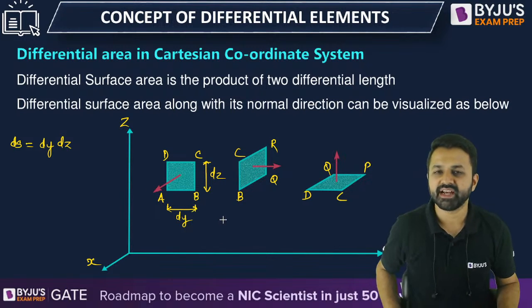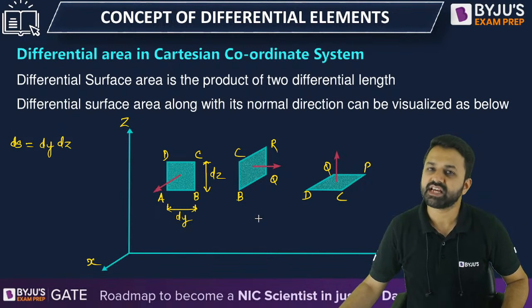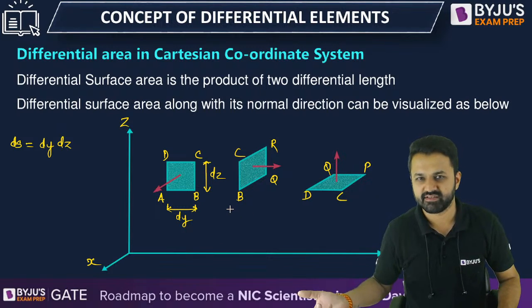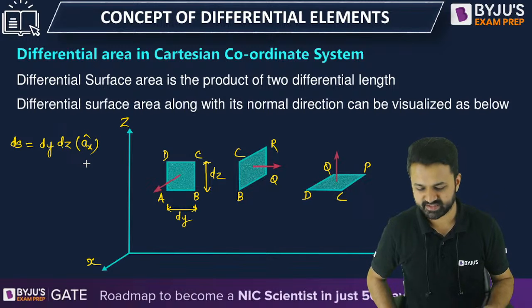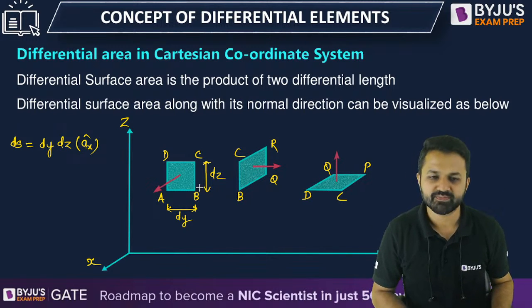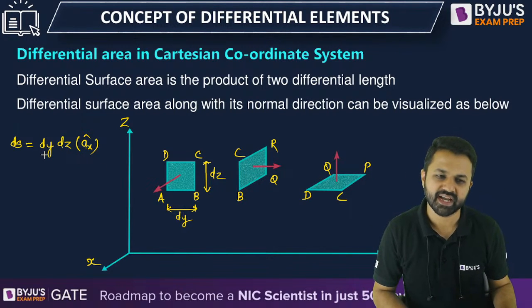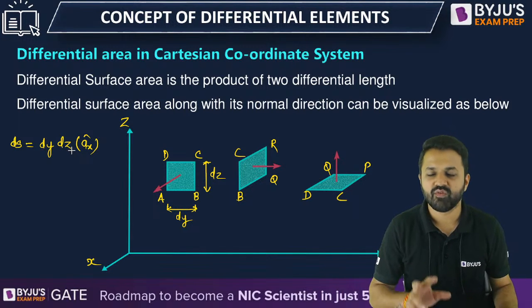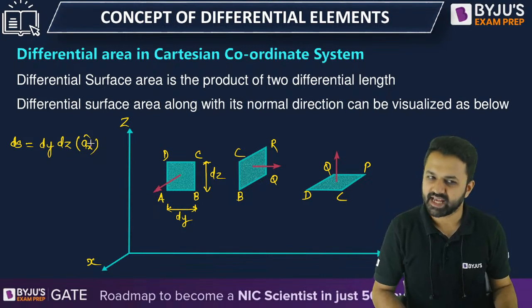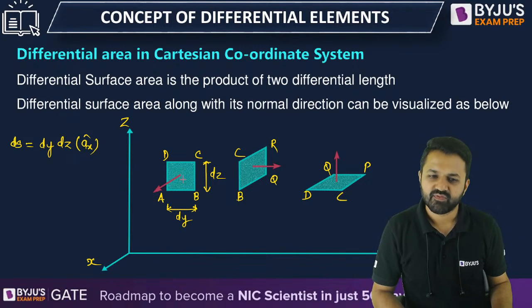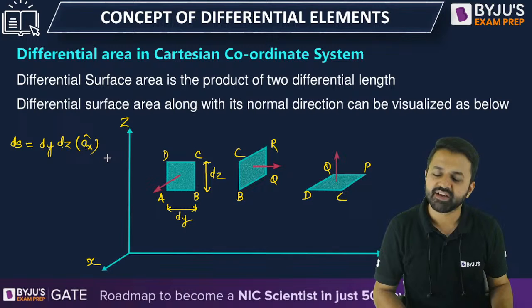Now, whenever you write the differential surface and the differential length, both are vectors, which means they will have direction also. The direction is always perpendicular to the surface. Because you are writing dy and dz, so y and z, what is perpendicular to y and z? That is x. So this is ax for this particular first diagram. But this ax can be negative also.